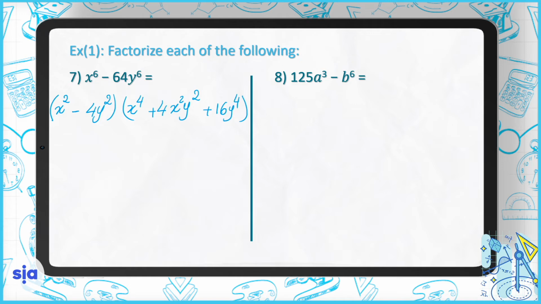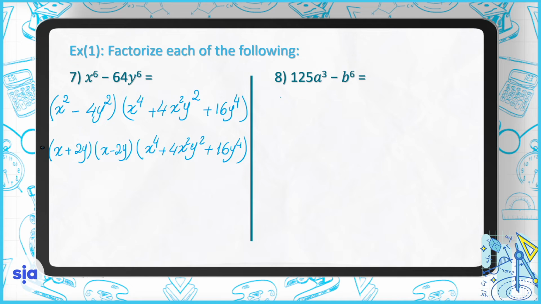As you can see, the first bracket can be simplified more as a difference between two squares. So it will be x plus 2y times x minus 2y. And the second bracket remains as it is, x power 4 plus 4x squared y squared plus 16y to the power of 4.